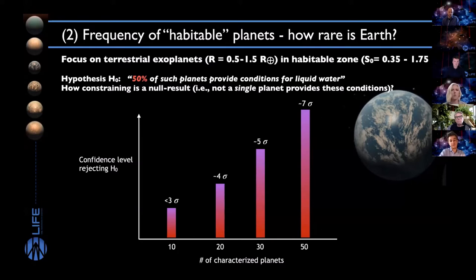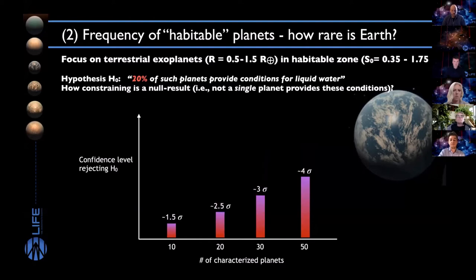So this is the case now for the assumption that 50% of the planets provide liquid water on the surface. And now you can play around with this hypothesis and you can say, what happens if only 20% provide the conditions for liquid water, and so on. You can, of course, pick whatever number you favor. So if you have 20%, of course, then the constraining power goes down. Or in other words, you need to find and investigate more planets for this null result to still be constraining.